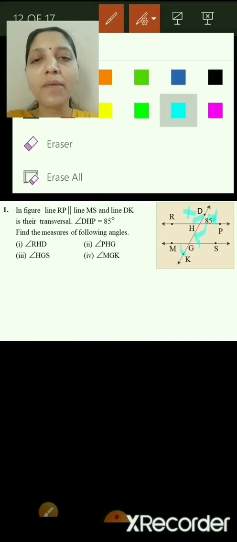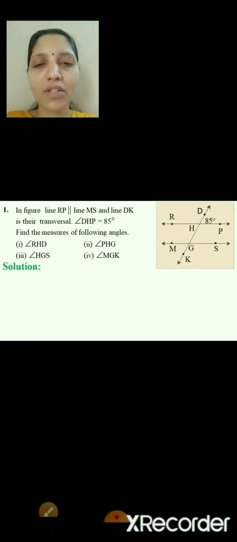Now what will be the relationship between these two angles? Yes, these two angles are in a linear pair. So we can find these two angles. We know that angles in a linear pair are supplementary. That property we have seen. So let's start with the solution. Measure of angle DHP plus measure of angle RHD is equal to 180 degrees. Write this equation as equation 1, and the reason you will write as angles in linear pair.